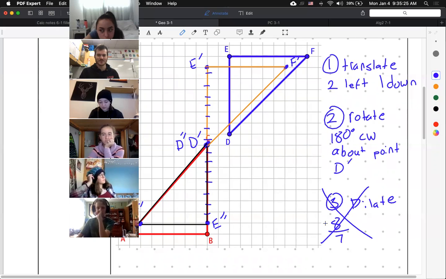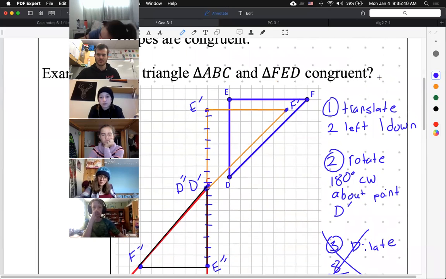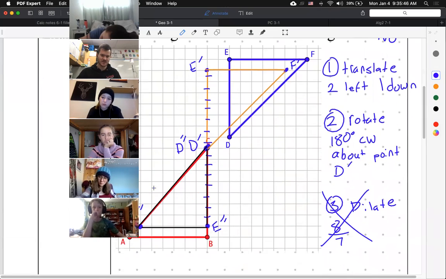But the whole point here is we're not allowed to use dilation. We're only allowed to use translation, rotation, reflection. And there's no way to get from E double prime, D double prime, F double prime to that original ABC. So we're done. We can't get there. So the answer here is no. No, they're not congruent because we use all of the 3 transformations that we're allowed to, and we got close, but they weren't the same size.